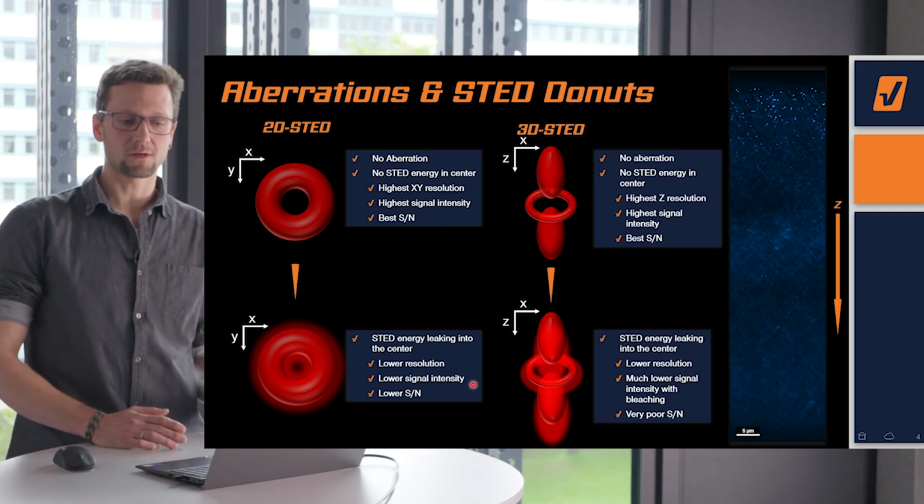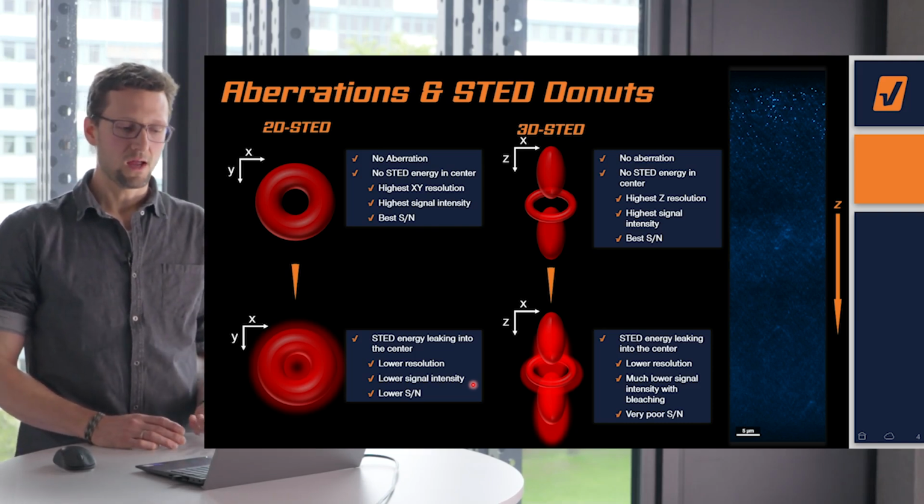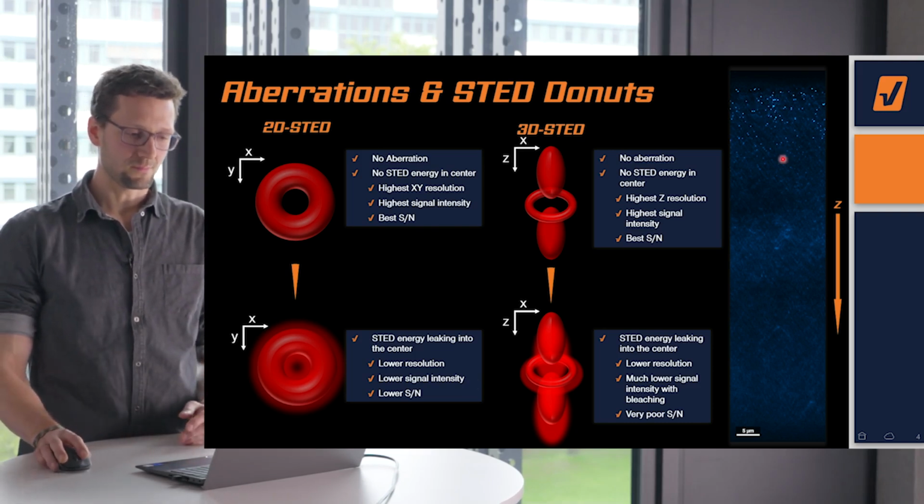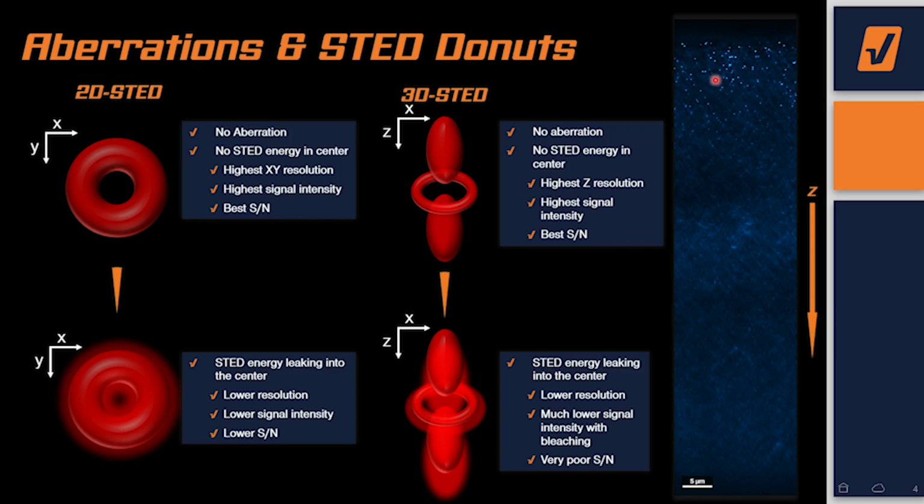So when we consider our 2D and 3D STED donuts, as long as we are close to the cover slip, up here for example, everything is fine. We have no aberrations. We get nice STED donuts with a well-defined intensity minimum in the center. And this way we get the highest possible resolution, highest possible signal, and a very nice signal-to-noise ratio.